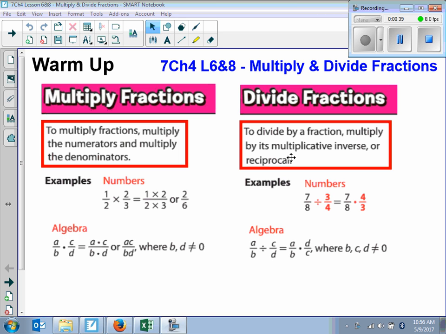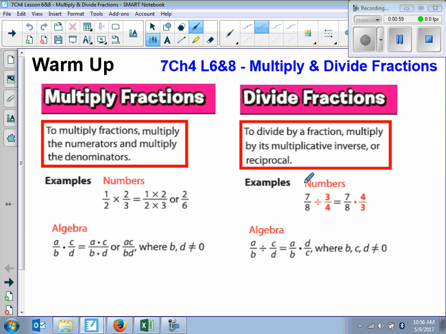To divide fractions, you're going to multiply by the multiplicative inverse. Another name for multiplicative inverse is the reciprocal. So when we divide fractions, we multiply by the reciprocal. And I like to say that we will leave it, change it, flip it.